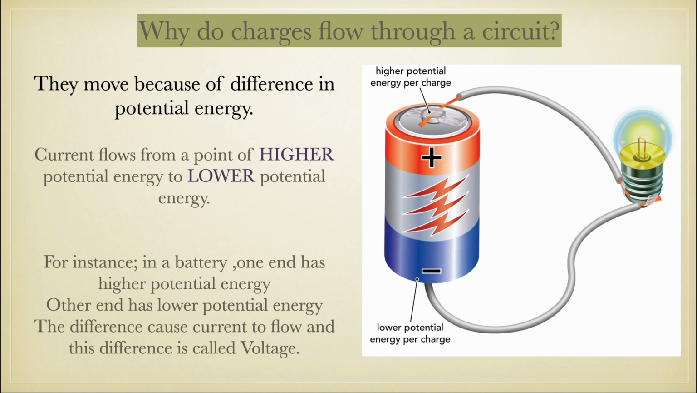Because in nature, anything higher will always move to a place where there is a lower charge. We have learned in our previous chapters that high pressure and low pressure always have to balance out. So, the current flows from a point of higher potential energy to a point of lower potential energy.